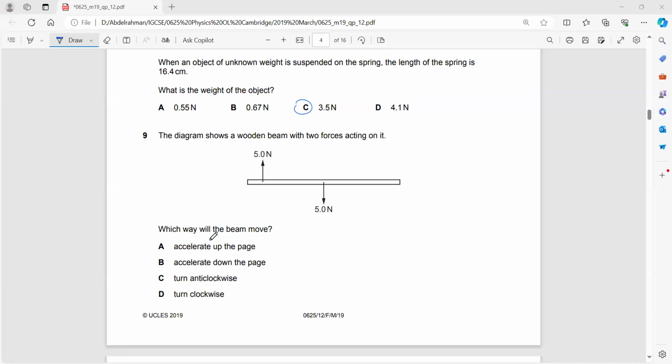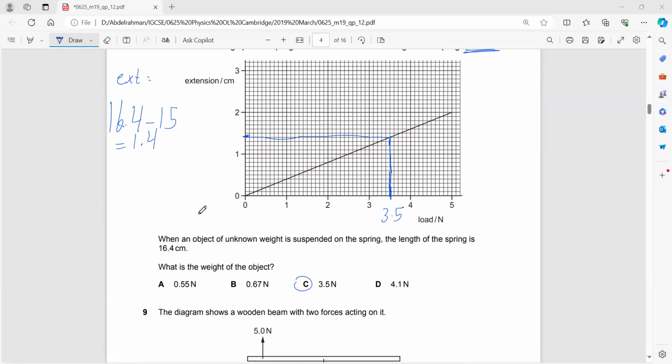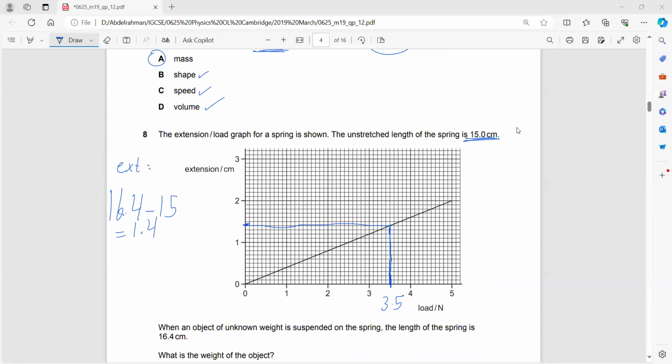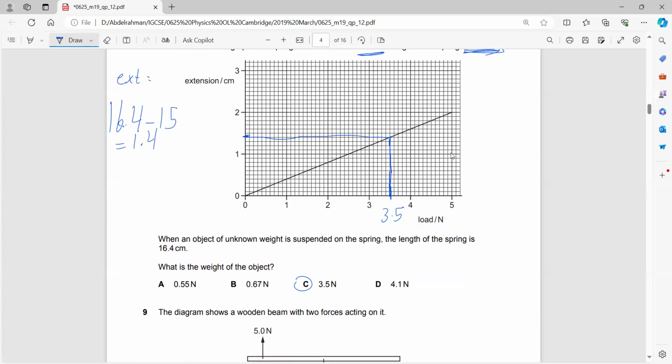Can I explain question 8 again? Yes. All you need to do is find the extension: extended length minus original length. He stated above that the original, unstretched length was 15 and the extended length was 16.4. Simply, 16.4 minus 15 is 1.4.